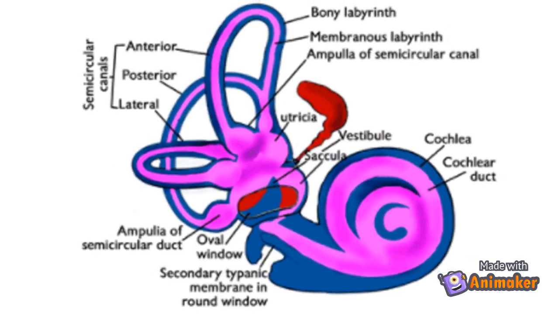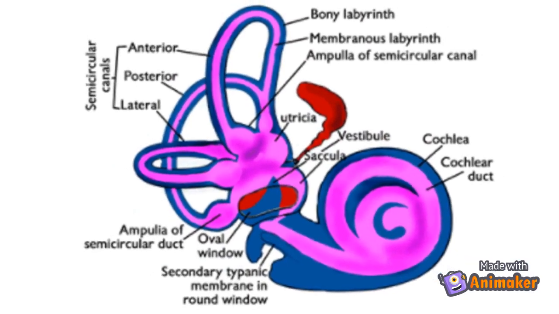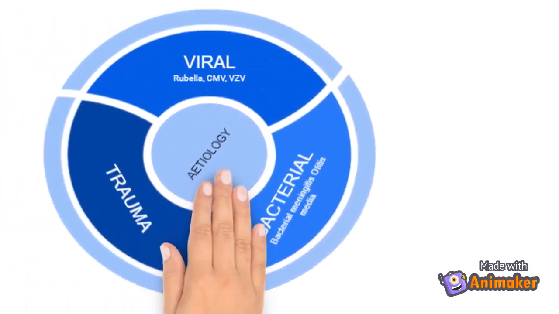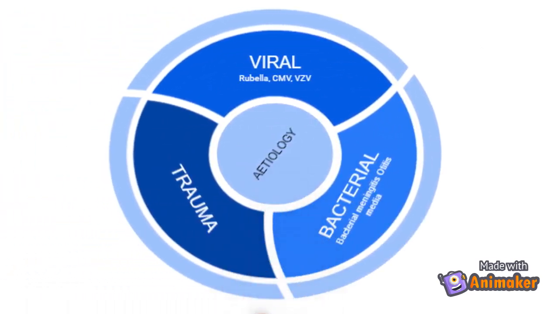This is the structure of the labyrinth. It consists of the cochlea and a vestibular system that is made up of the semicircular canal, utricle, and also saccule. The etiology for it includes trauma, viral and bacterial infection.